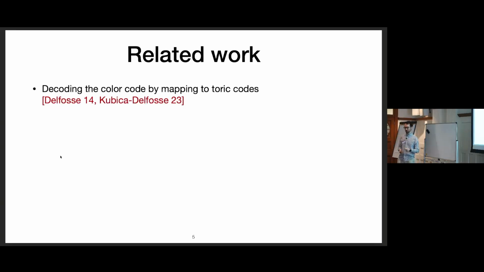Because in the color code, let's say in 2D, you have this problem where my error will cause 3 syndromes, so I can't use matching anymore. But then if I map to toric code, then I can use matching, so I can do the decoding. And then these nice papers by Delphos and Qubits as well, and many others.